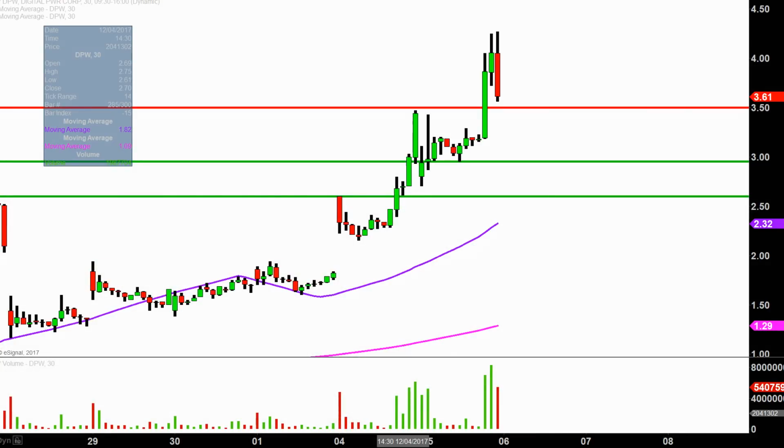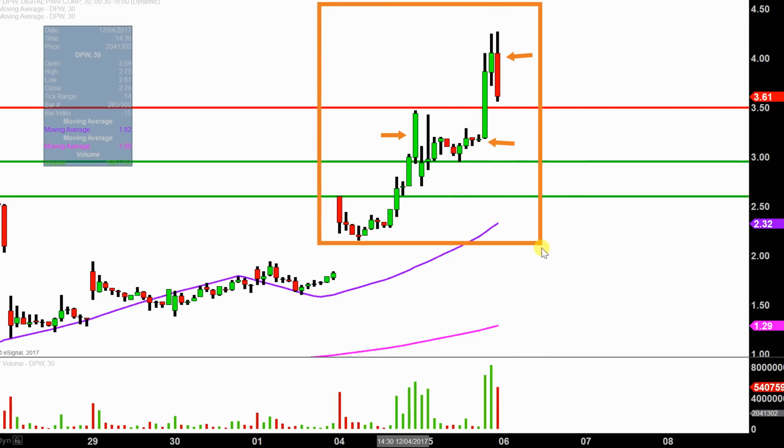Real quick, what do I mean by 30-minute in case maybe you're new to charts? Instead of each one of these candlesticks representing one day's worth of price action, which is what you would normally see, each one represents 30 minutes. So while this may look like a few weeks' worth of time, it's actually just the past 2 days broken down into 30-minute time slices.